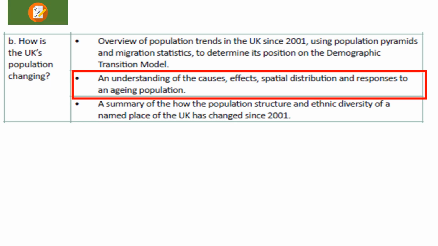Okay, we're at the end of this lesson now. So hopefully you have an understanding of the causes of an increasing ageing population. You understand some of the effects that an ageing population might have on a country such as the UK. You have a better understanding of the spatial distribution of people over age 65, so where the majority of people over 65 live, and you have a better understanding about how the government has responded to an ageing population.